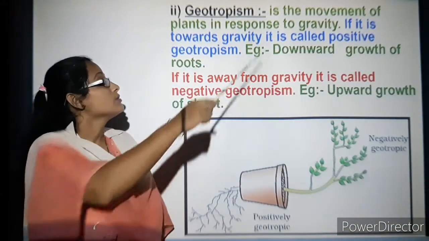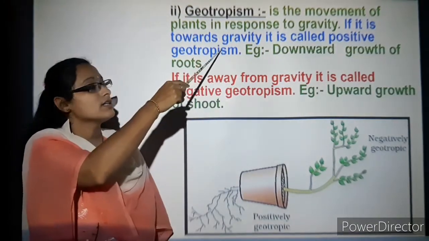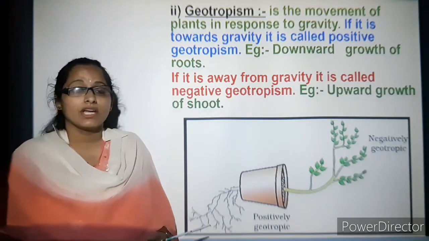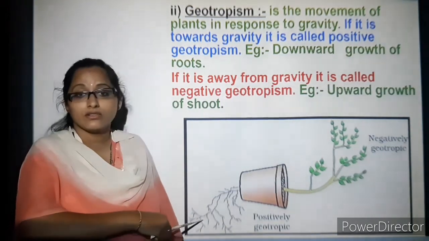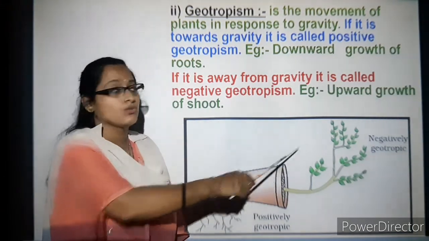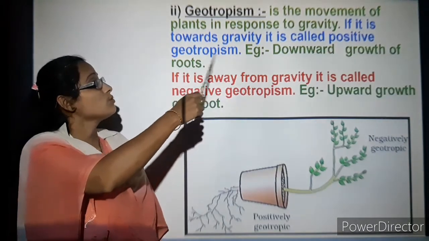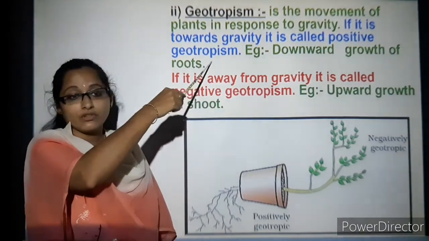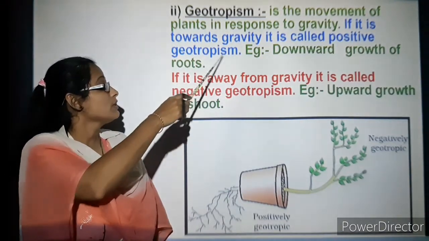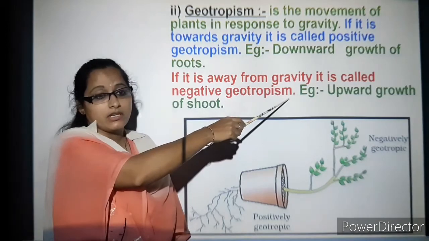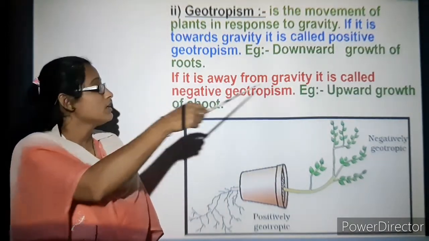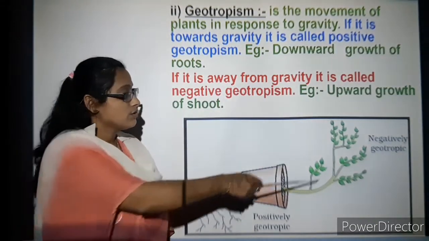Geotropism. It is the movement of plants in response to gravity. In response to gravity, you can see that the roots move towards the soil, that is towards the gravity, and away from the gravity are the shoots. If it is moving towards the gravity, it is known as positive geotropism, like the roots towards the soil. If the plant moves away from the gravity, it is known as negative geotropism. So it is the upward growth of the shoot.